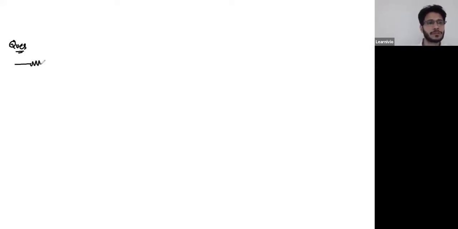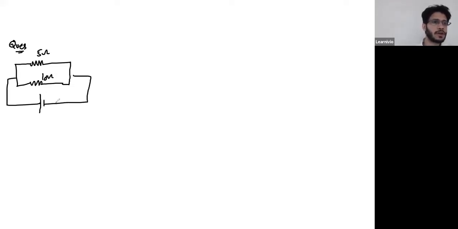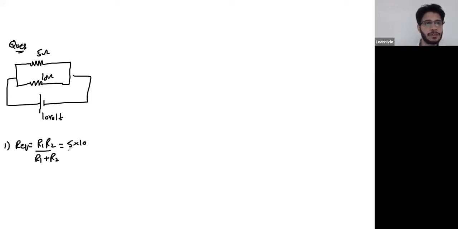Next question. We have two resistors, a resistor of 5 ohm and a resistor of 10 ohm. They are connected to a battery of 10 volts. Afroza, what is R equivalent? How would you calculate R equivalent here? Not R1 plus R2, it's parallel. R1 R2 by R1 plus R2. So it would be 5 into 10 by 5 plus 10. That's 50 by 15, which is 10 by 3.